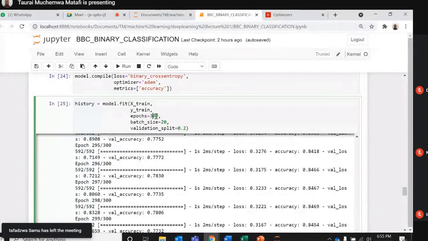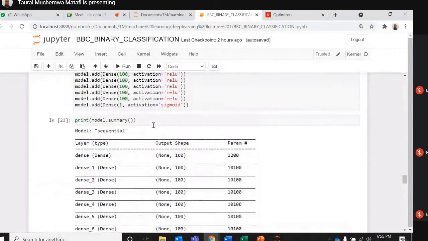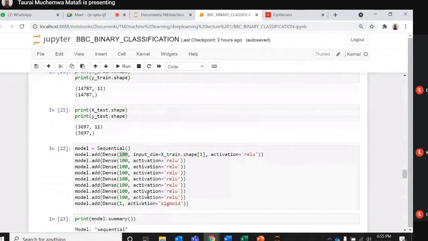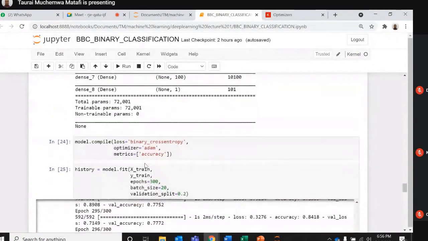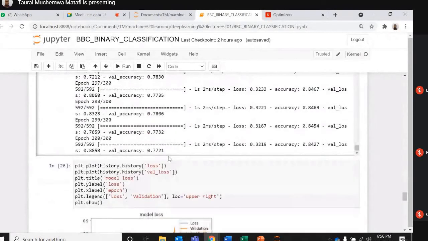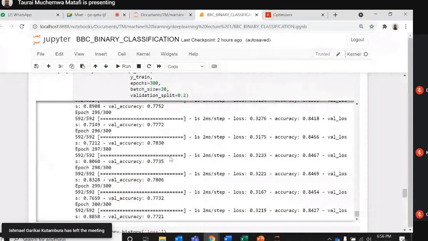When I exceeded 200, then it started to sort of overfit, and then I went back again and reduced the number of hidden layers and did up to 300. That's when I started to have these kind of results.